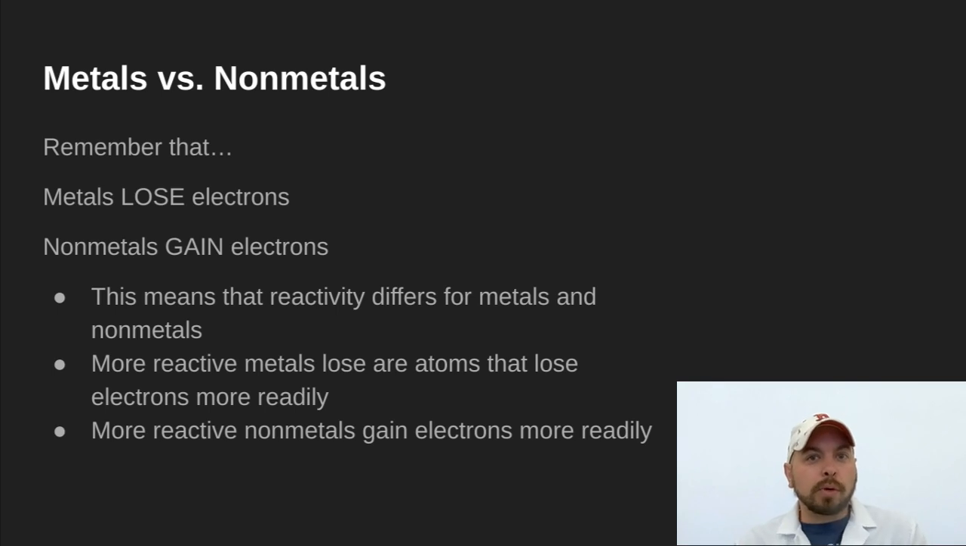Nonmetals, meanwhile, are more attracted to the valence electrons because they have a larger effective nuclear charge and fewer energy levels or shells. Remember, it's a combination of both of those variables that lead to one being more likely or less likely to attract its valence electrons. But because of this, we have two different types of reactivity. There's metal reactivity, which is the likelihood of losing an electron, and then there's non-metal reactivity, which is going to be the likelihood of gaining electrons.